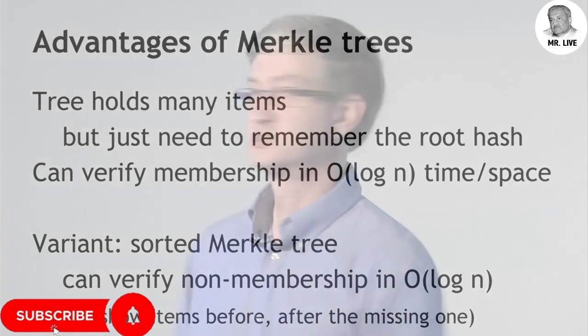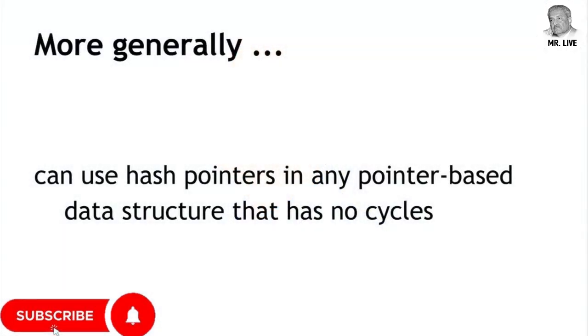All right, so a Merkle tree is a binary search tree built with hash pointers. We can do logarithmic time membership proofs, and non-membership proofs if we sort the tree, and it's very efficient. More generally, it turns out that we can use hash pointers in any pointer-based data structure, as long as the data structure doesn't have cycles. If there are cycles in the data structure, then we won't be able to make all the hashes match up.